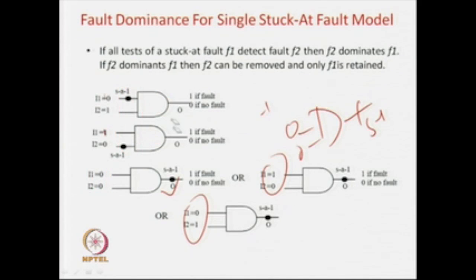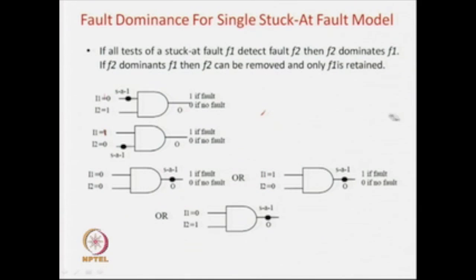But now let me change the idea a bit. Instead of collapsing this fault, I just keep this stuck at one fault and this stuck at one fault. Then what I need to do is apply this pattern to test this one, and I need to apply this pattern to test this one. So what happens if I test this fault and then I test this fault? Twice I am testing a stuck at one fault. Just observe this.